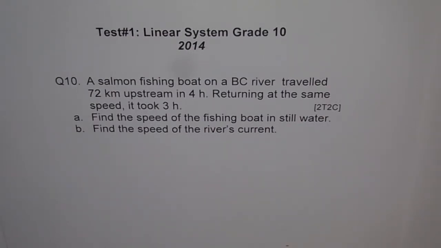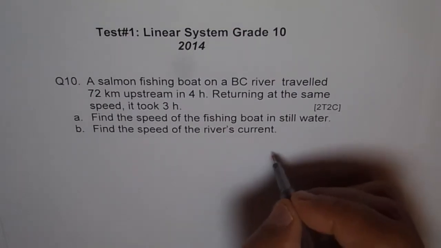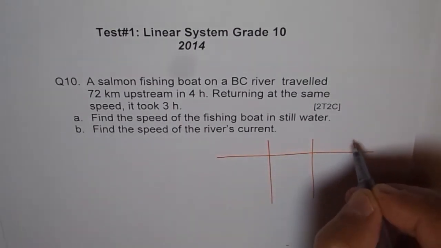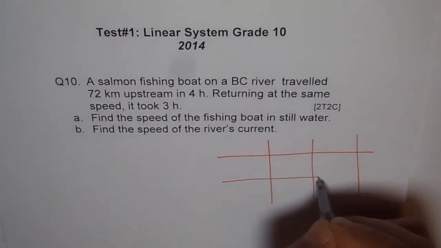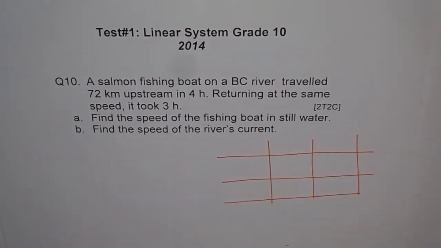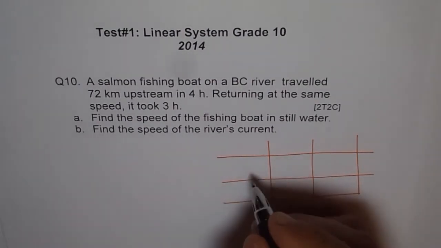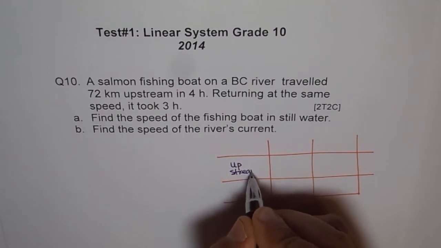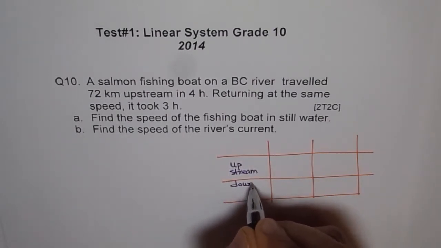Okay. So you'll encounter many of these problems where sometimes the boat, sometimes the airplane, and you have to see the speed of the two things, right? Now, I would suggest you make a table and then solve this kind of problem. Here is how I would like to do it for you. Let's think that this is upstream. And this is downstream.